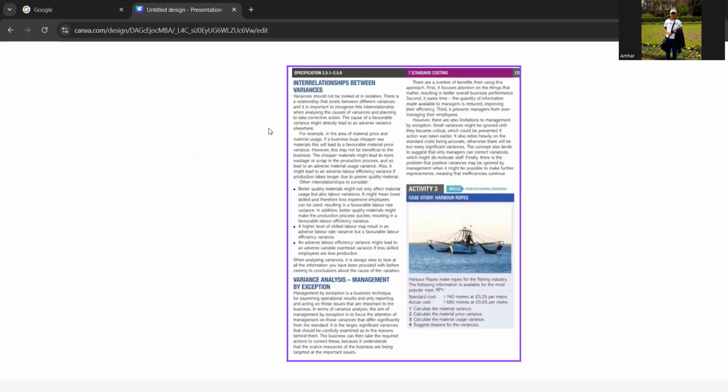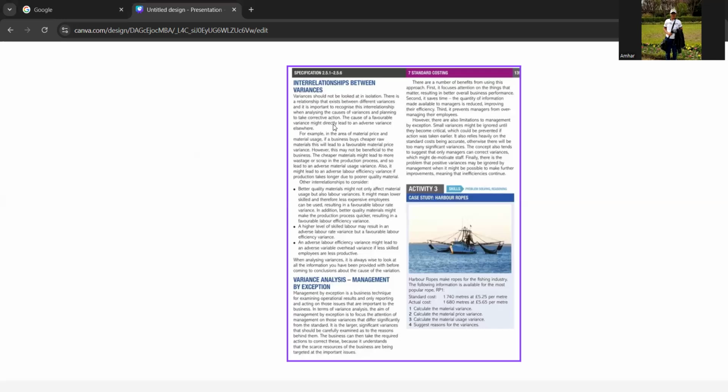Now, interrelationships between variances. I'll just explain this shortly. What they are saying is, interrelationships means how the variances are connected. What's the relationship between direct material variance, direct labor rate variance, usage variance, how they are interrelated. So let's look at that.